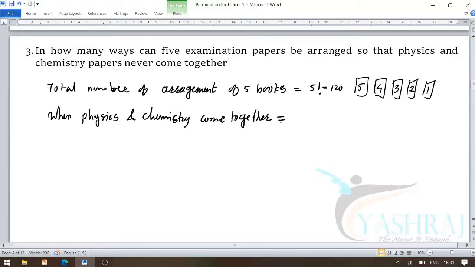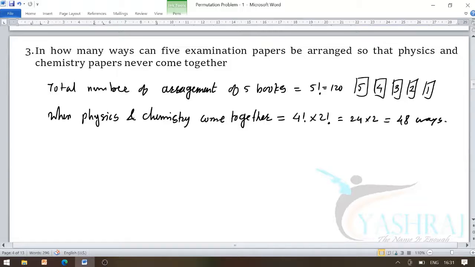The 4 factorial into the 2 factorial. We have the ways 4 factorial into 2 factorial. We are given that 5 examination papers are arranged such that physics and chemistry papers never come together. So we can find it. First of all, 4 factorial becomes 4 threes are 12, twos are 24, and 24 into 2 factorial, which is 2. So 24 twos are 48 ways to arrange the physics and chemistry books together.